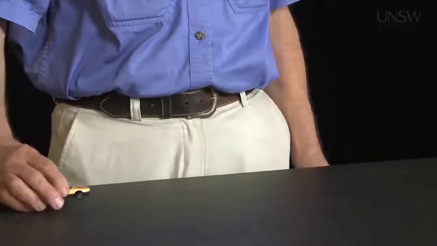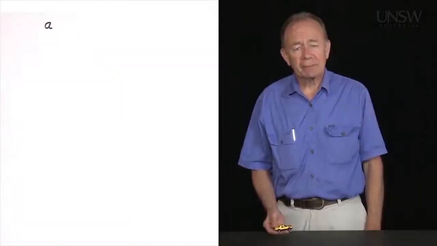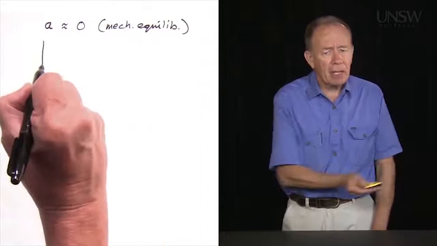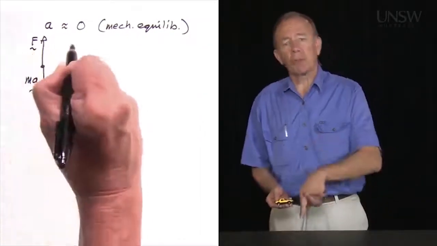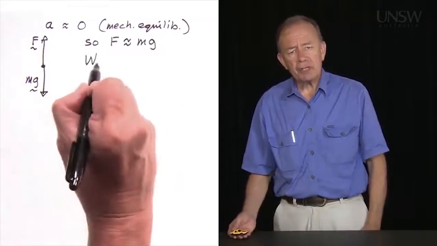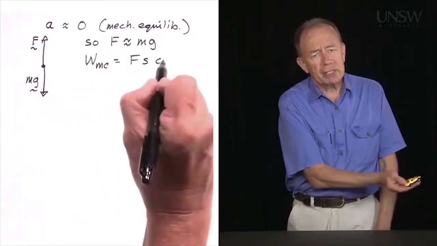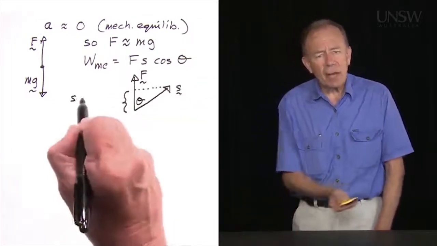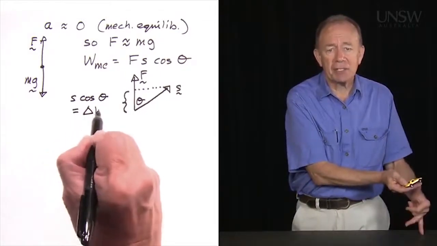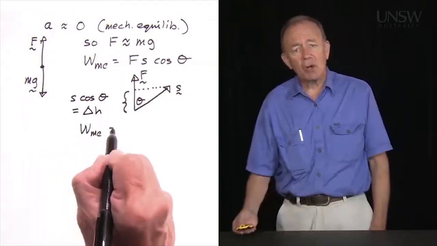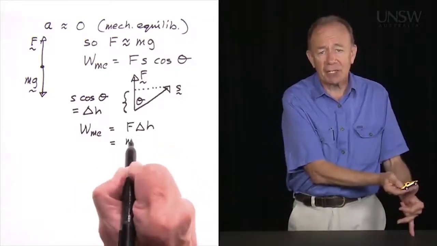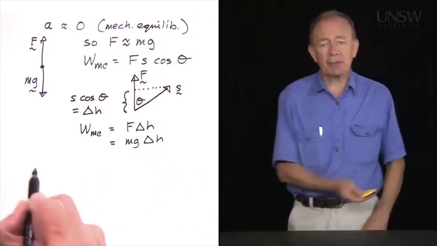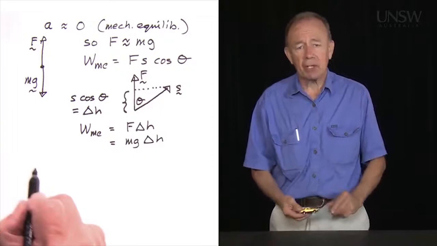How much work do I store in this gravitational interaction? Again, moving slowly so acceleration's negligible, the force that I apply equals the weight of the object. Over a distance s, I do work W_me equals F s cos theta. But from this triangle, s cos theta is just the change in height, delta h. So I do work F delta h. Going up, I do work mg delta h against the gravitational interaction between the mass m and the Earth.